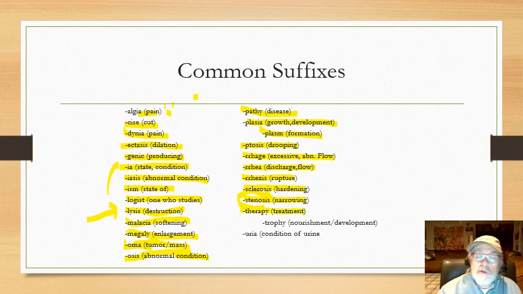Therapy again means treatment. Hydrotherapy, treatment with water. Trophy is nourishment or development. Hypertrophy would be excessive nourishment or development, and uria would be a condition of the urine. Let's say a word, hematuria. What do you think hematuria would be? Well, hemato means blood, and uria means urine. That means blood in the urine.